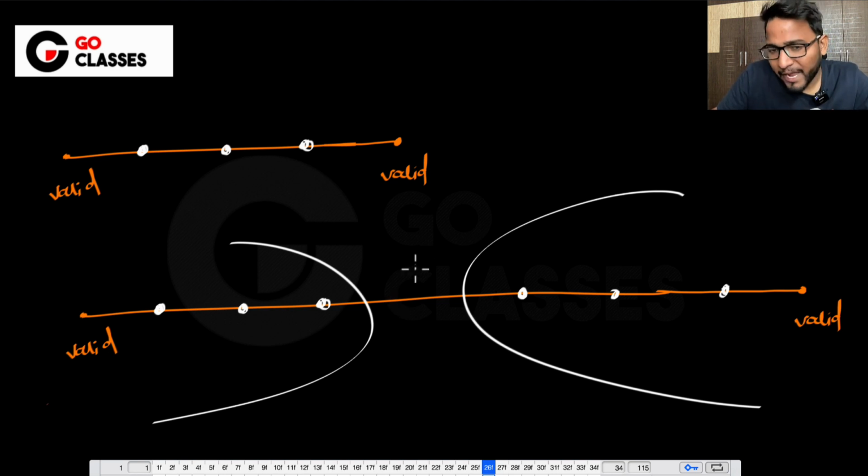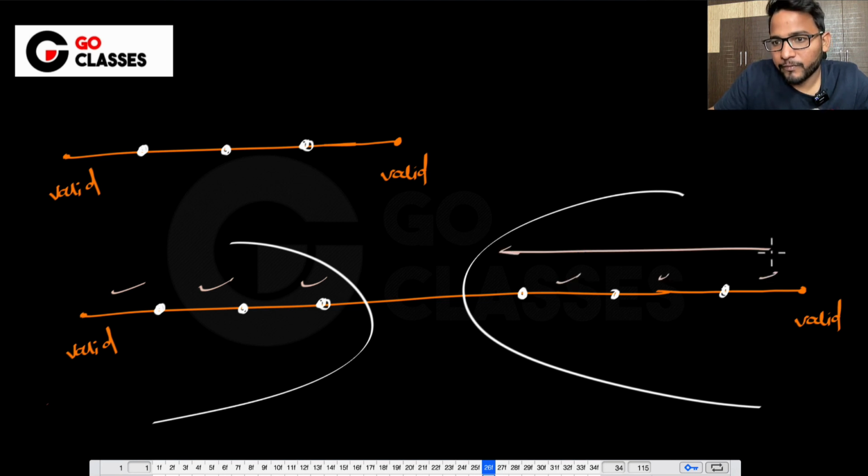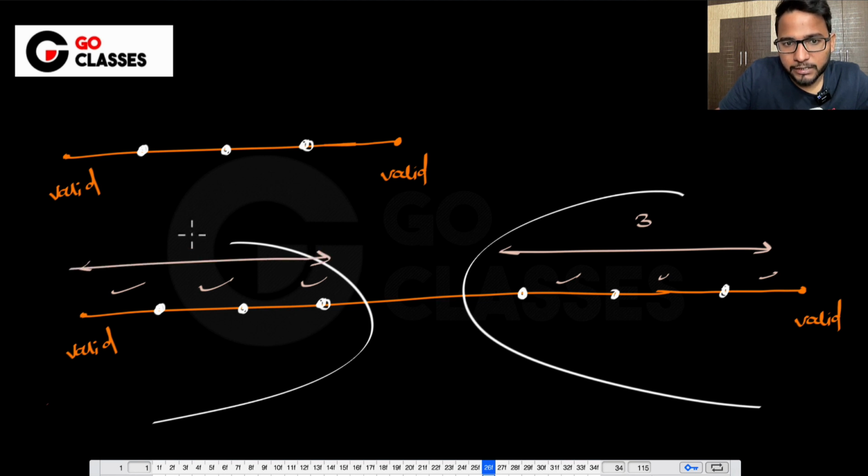Here in between, you can have any number of invalid. That's up to you. I mean, you can have 0 invalid, which means that here the distance is 1, 2, so this is 1, 2, 3. So this is 3. And this distance is up to you. I mean, whatever you want. But yeah, this is 3.